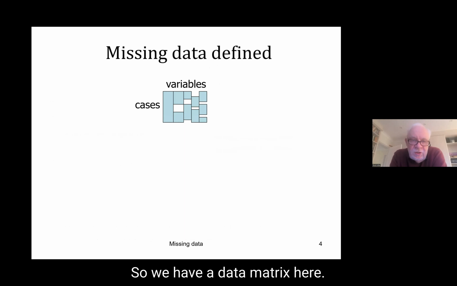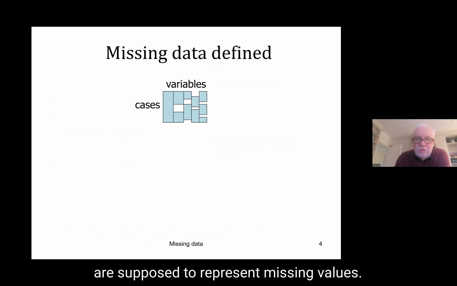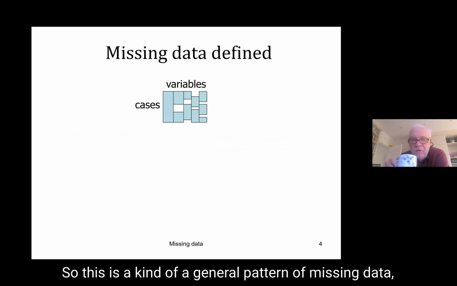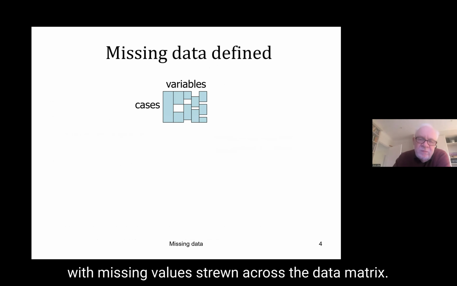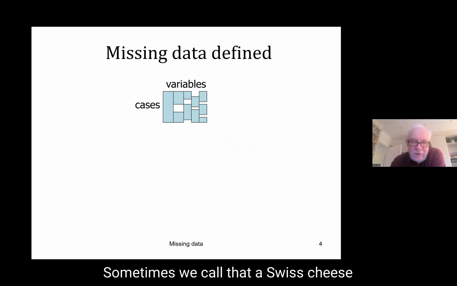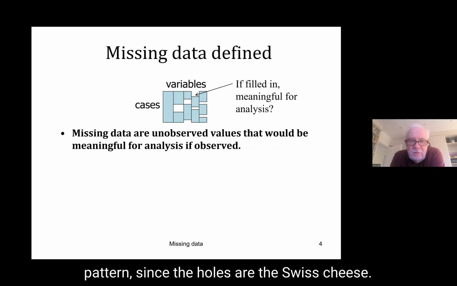So we have a data matrix here. The rows are cases or observations, the columns are variables. And the gaps here are supposed to represent missing values. So this is a kind of a general pattern of missing data. There's missing values strewn across the data matrix. Sometimes we call that a Swiss cheese pattern. Just holes in the Swiss cheese.